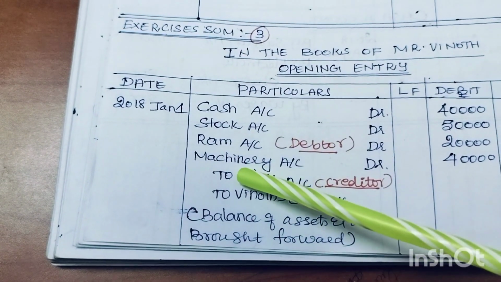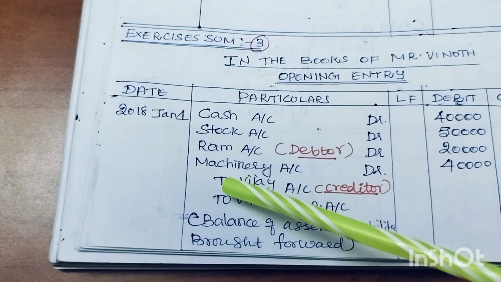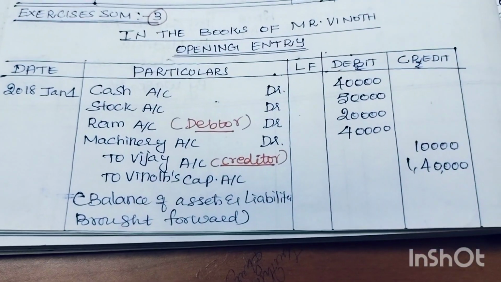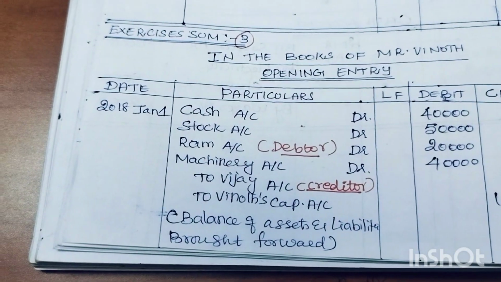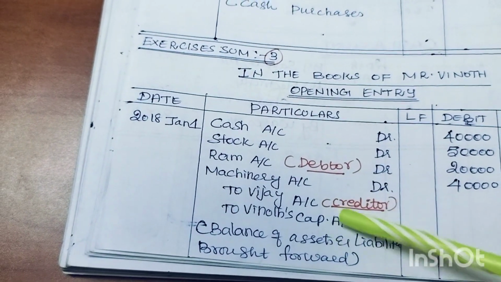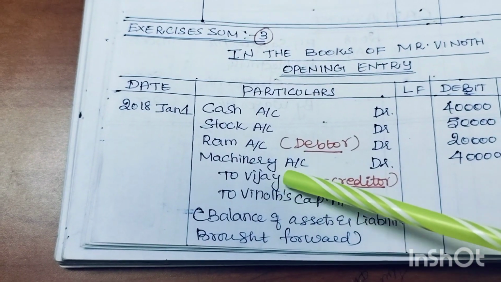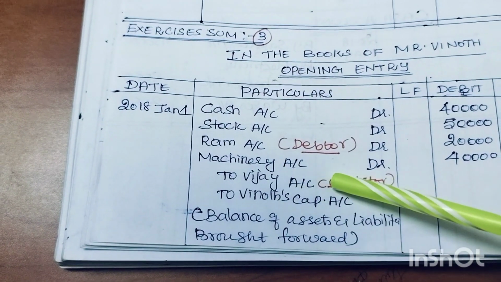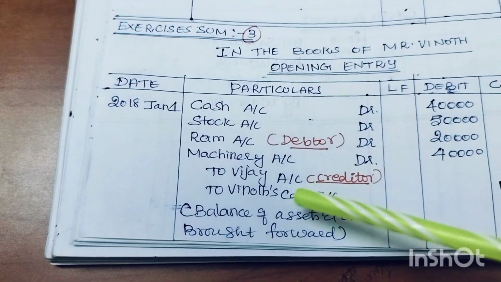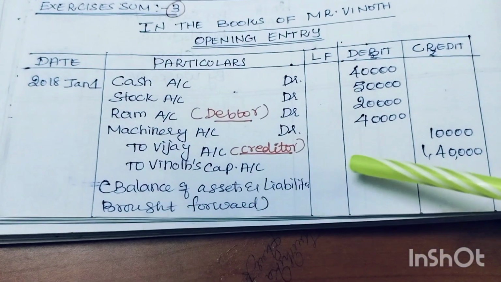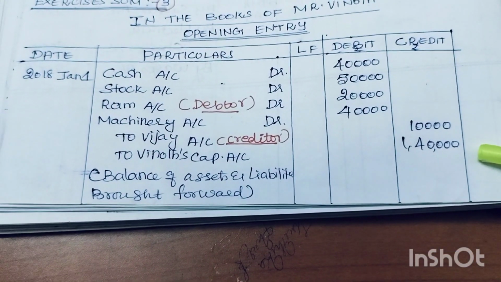Then come to liabilities and capital account. To Vijay's account rupees 10,000. Here Vijay is our creditor because Vinod made credit purchases from Vijay. So Vijay is our creditor. Then Vinod's capital account rupees 1,40,000.